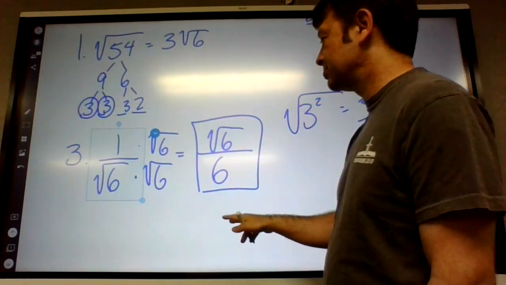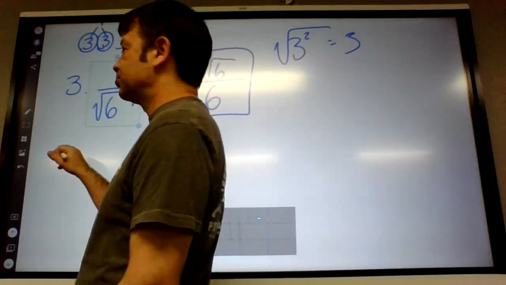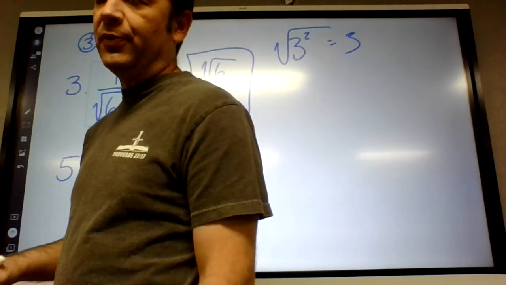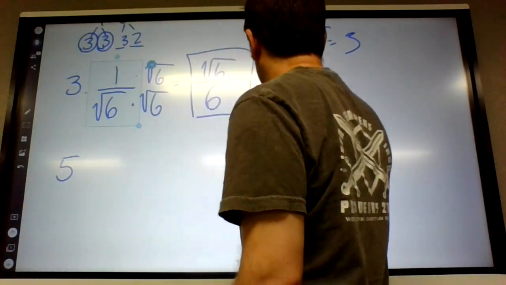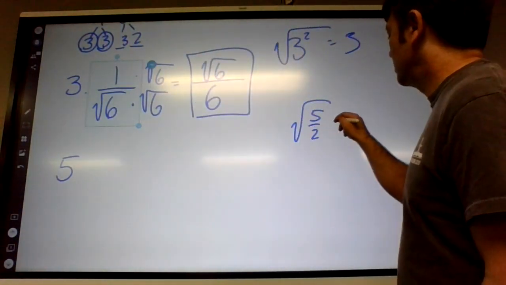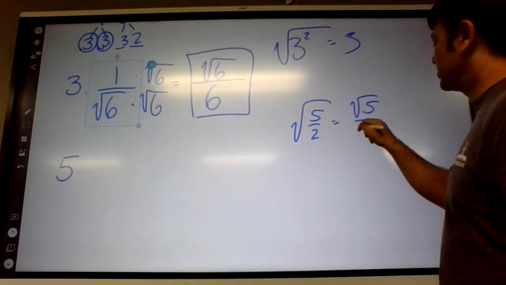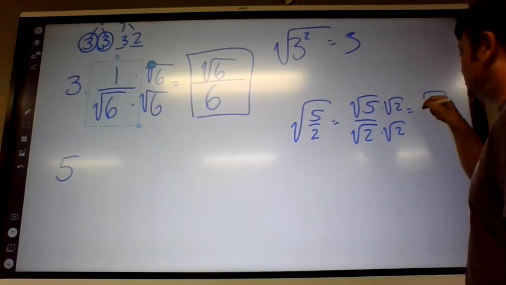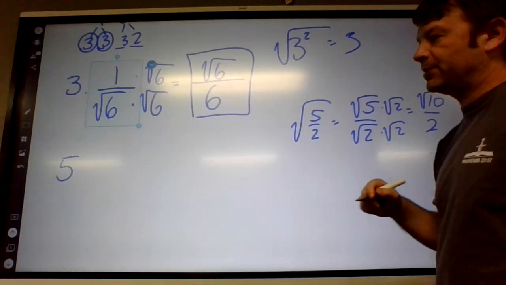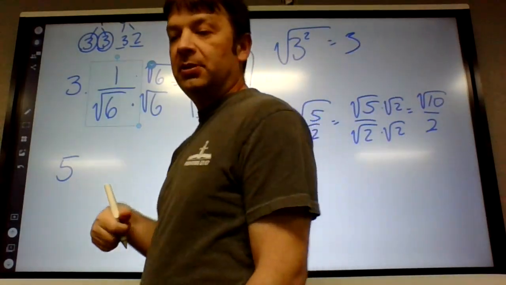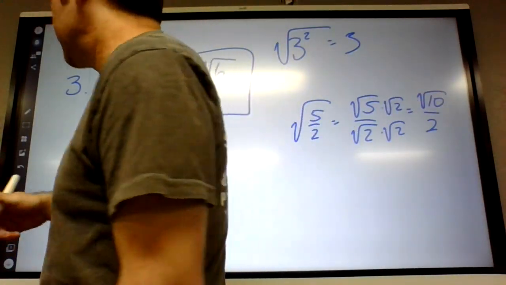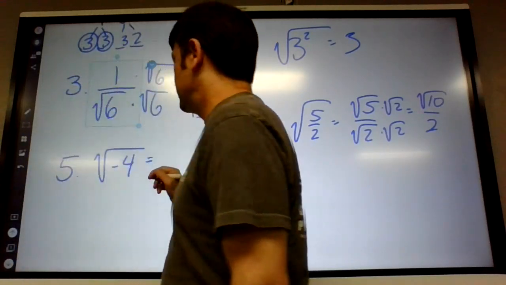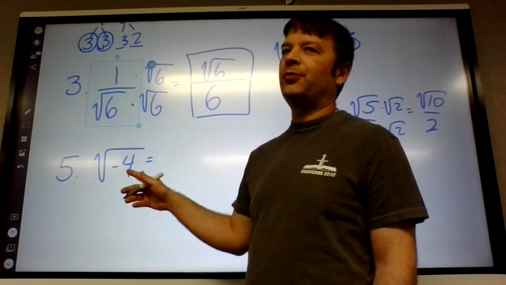Would you do something similar on number 4? Yeah, on number 4 it's square root of 5 over square root of 2. So you're supposed to multiply the top and bottom by square root of 2. But a nice calculator does do that. Square root 2 over 2.